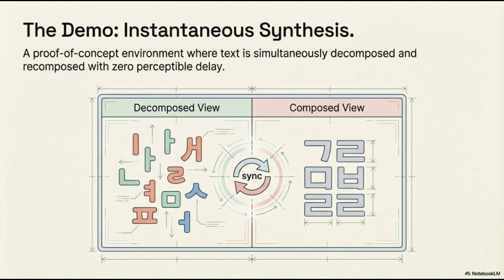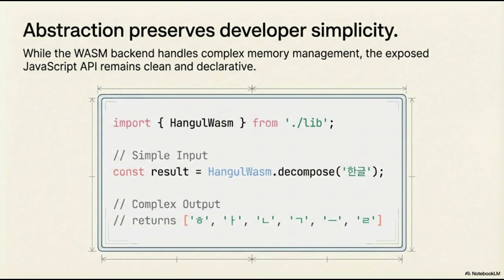Abstraction is a fundamental principle that preserves developer simplicity. In this architecture, while the WebAssembly backend manages complex tasks such as memory allocation and low-level processing, the external interface remains incredibly straightforward. As shown in the code example, a developer only needs to call a single declarative method, decompose, to process a string. The intricate logic required to break down Hangul characters into their constituent components is entirely encapsulated. This ensures that the JavaScript API remains clean and easy to integrate, allowing developers to leverage high-performance WASM capabilities without needing to manage the underlying complexity.